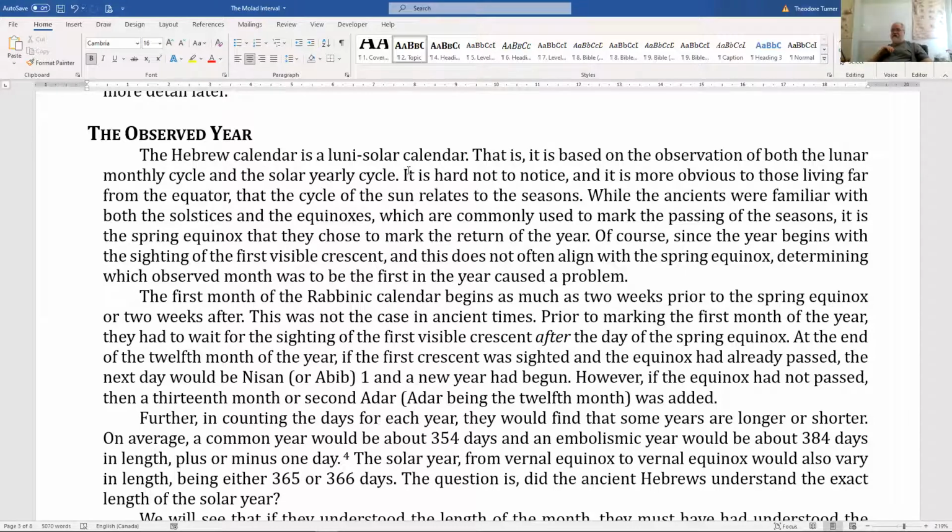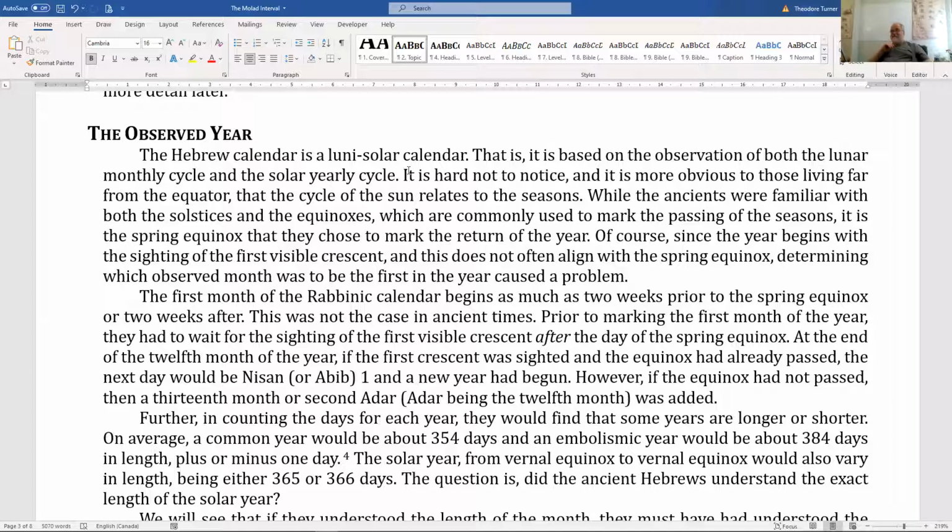It is hard not to notice, and it is more obvious to those living far from the equator, that the cycle of the sun relates to the seasons. While the ancients were familiar with both the solstices and the equinoxes, which are commonly used to mark the passing of the seasons, it is the spring equinox that they chose to mark the return of the year.